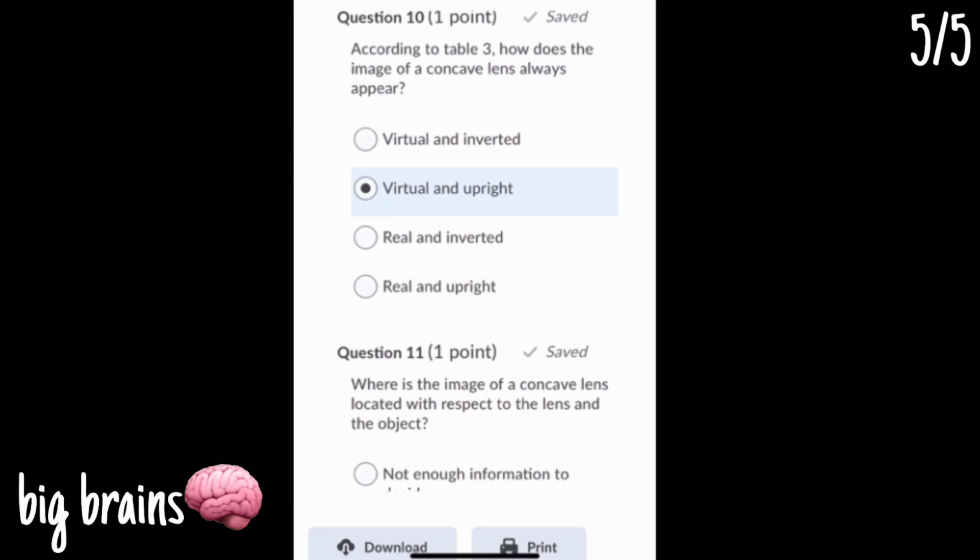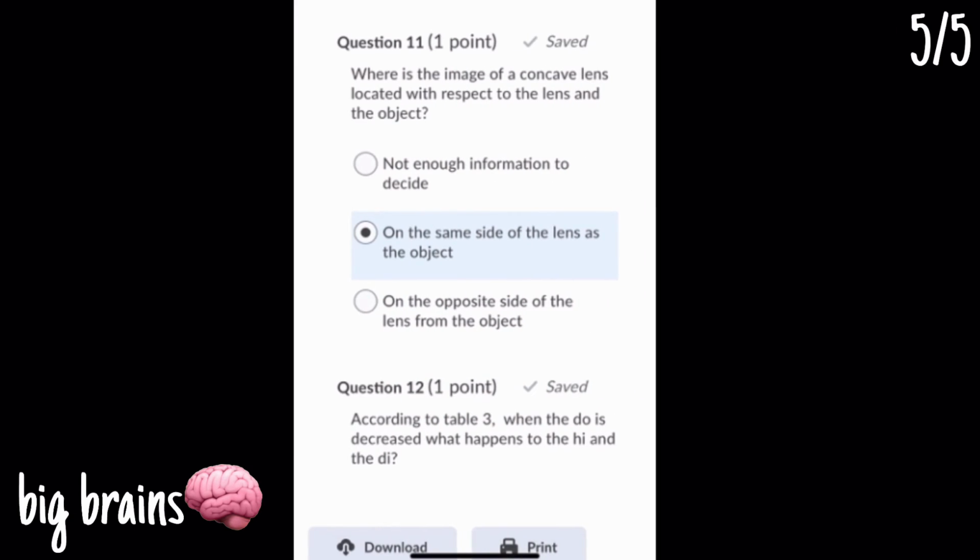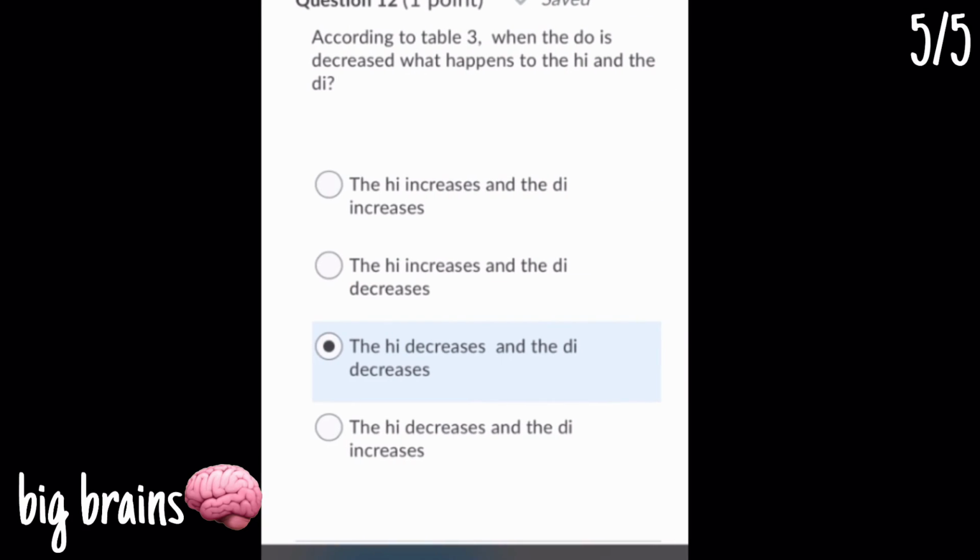How does the image of a concave lens always appear? It's always going to be virtual and upright because it's not a real image. Where is the image of a concave lens located with respect to the lens and the object? It's on the same side of the lens as the object. According to table 3, when the object distance is decreased, what happens to the height of the image and the image distance? The image height is going to decrease and the image distance is going to decrease.